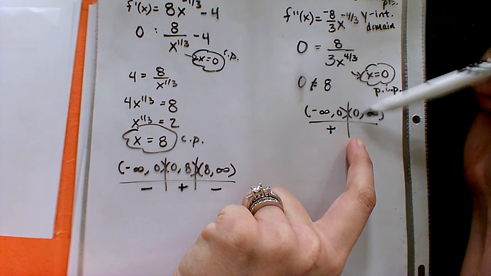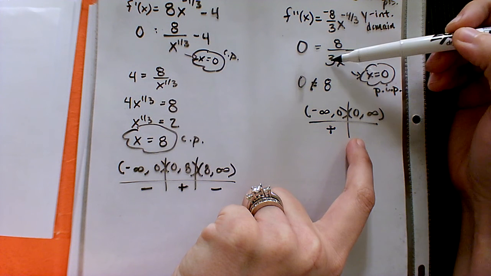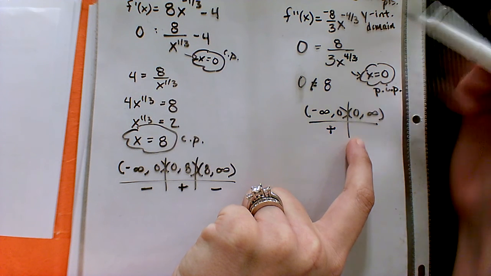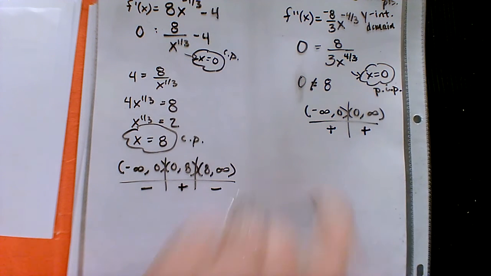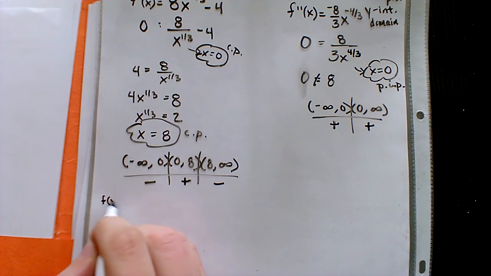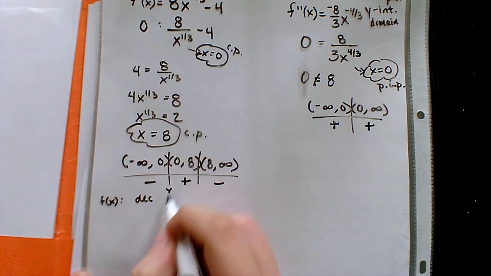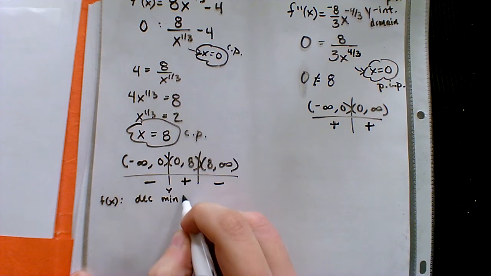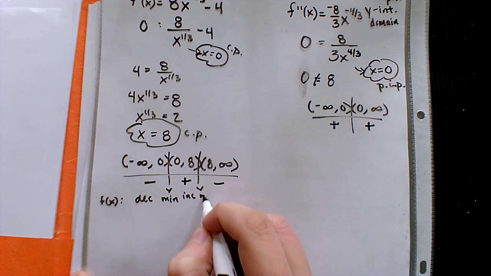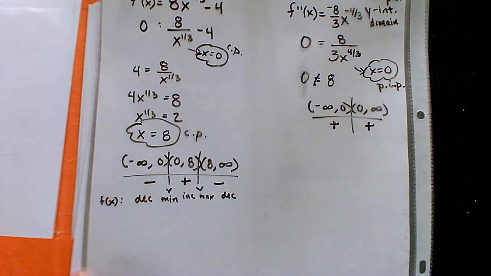Something between 0 and infinity. 1. 1 to any power, times 3, 8 divided by 3, still positive. Okay? So it looks like, if we do our little justifications here, f of x is decreasing on the first interval, and then has a min. Then increasing, and then has a max, and then ends by decreasing.